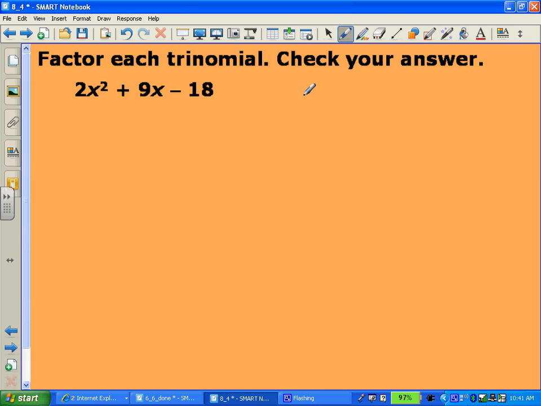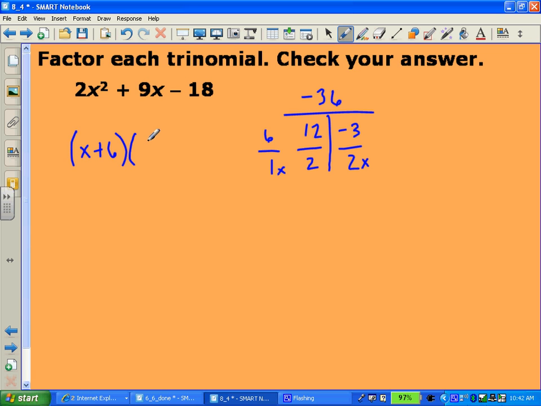Okay, I got to do a times c, so 2 times negative 18, that's negative 36. Okay, factors of negative 36 that add up to positive 9. Let's go 12 and negative 3. That'll work. Put them over A. 12 over 2 becomes 6 over 1. Can't reduce this one, so I put my x's in. So I got x plus 6 and 2x minus 3.